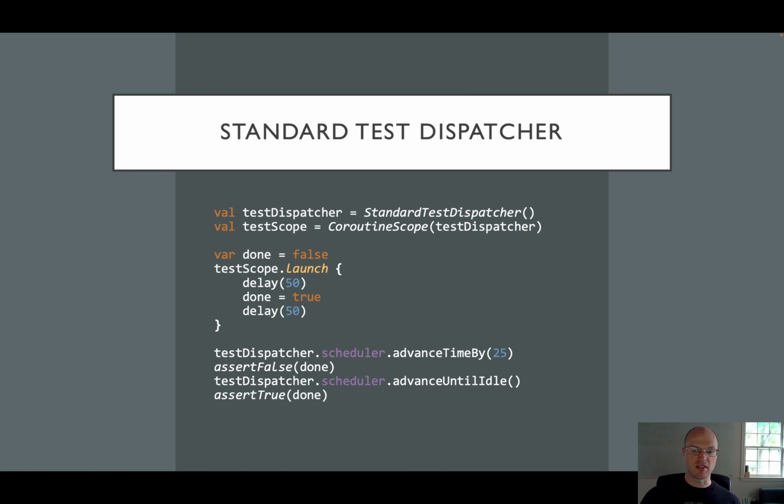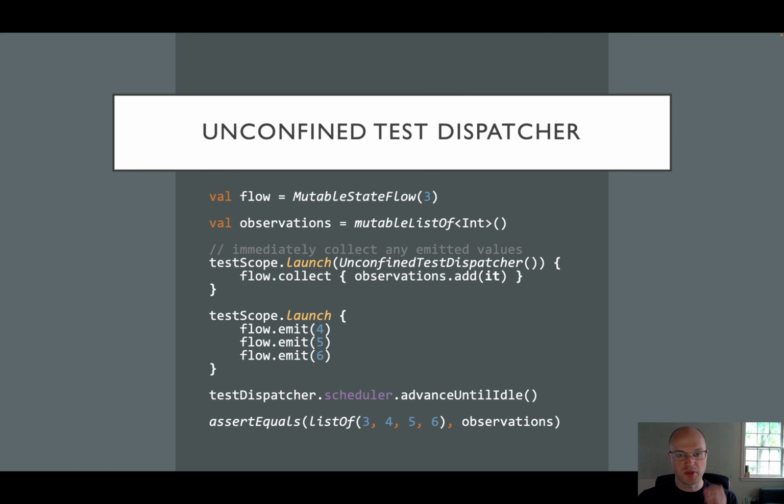It also has this thing, advance until idle, where it'll basically run the coroutines as far as it possibly can. And so I can call that, it should finish everything, and then I can see that the variable has changed values. So really not that bad. An example of where unconfined is useful.